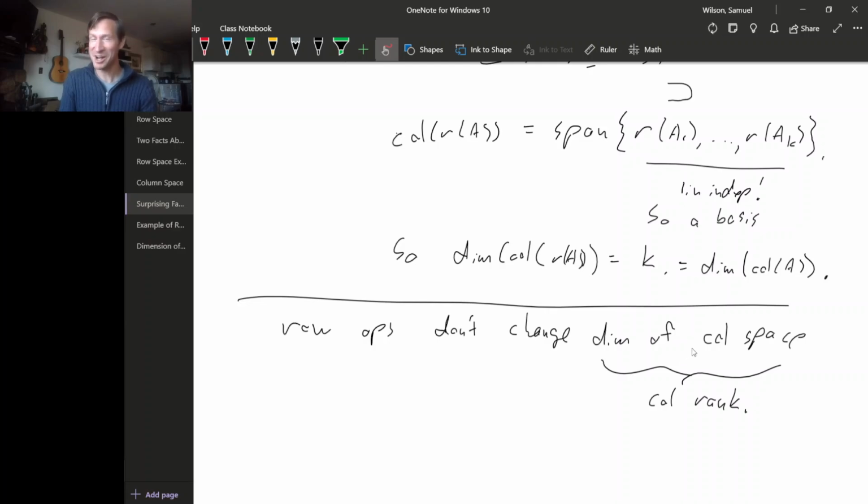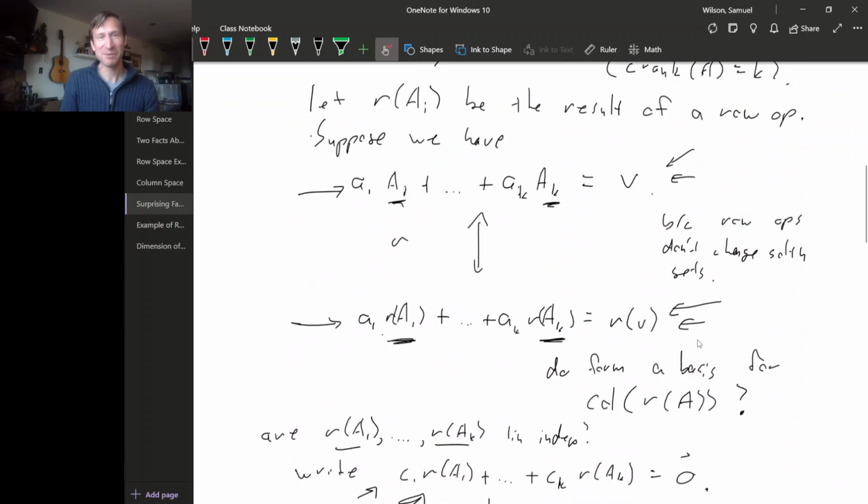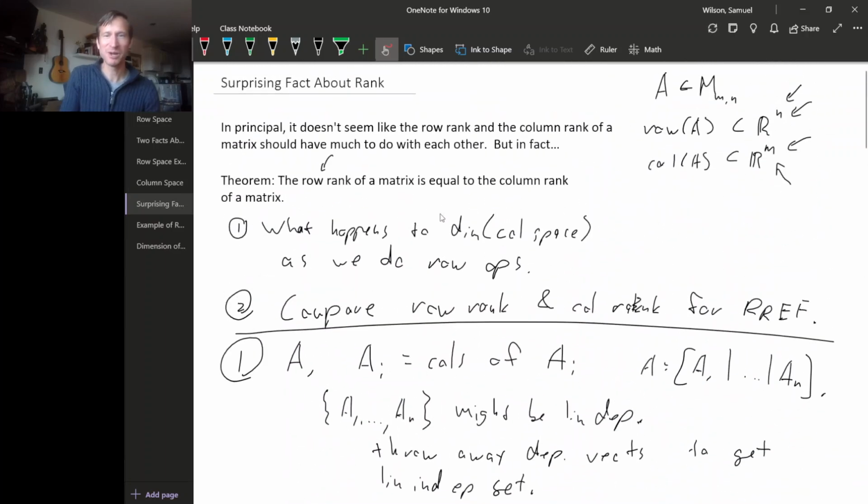This is not obvious, because remember, row operations do change the column space. So the column space is changing the whole time, but the dimension of the column space is staying the same. All right, so this completes step 1. Remember, we had this 2-step process. Step 1, what happens to the dimension of the column space as we do row operations? It stays the same.